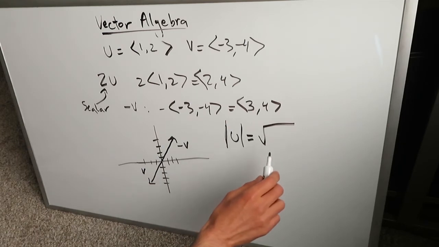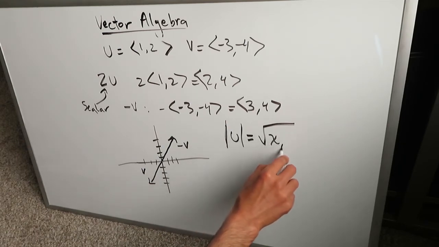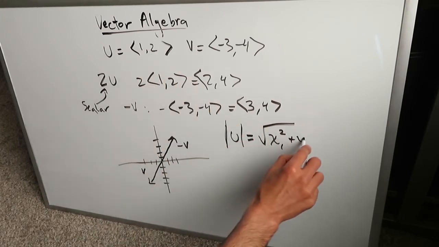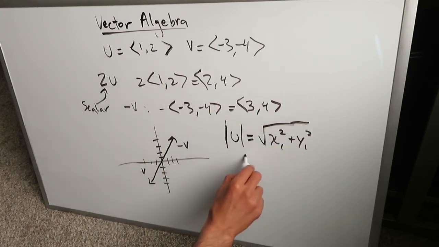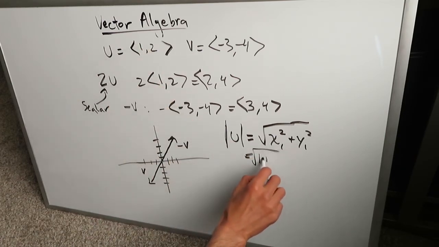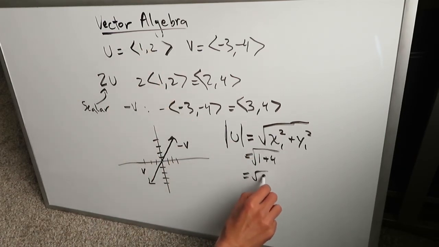What are the items in it? x1 squared plus y1 squared. What are they? 1 squared is 1. 2 squared is 4. What do we get? Root 5. The magnitude of this is root 5.